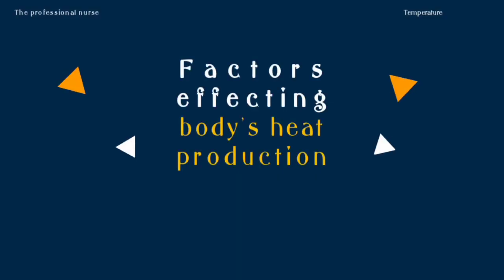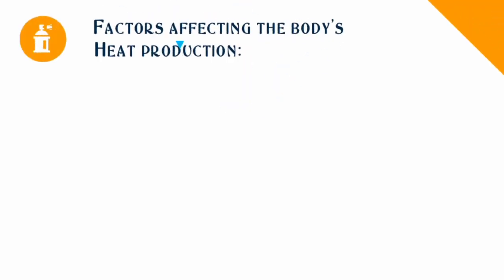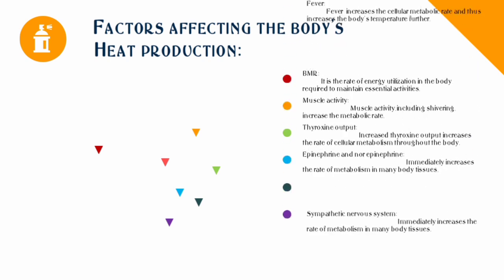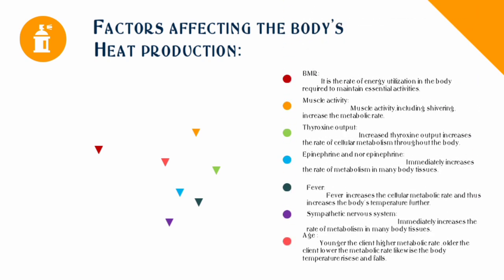There are many factors that affect the body's heat production. These factors are directly proportional to the body's heat production. As the rate of these factors increases, the body's heat production also increases. The most important of those factors are as follows. First of all, BMR, which is also known as basal metabolic rate, muscle activity, thyroxine output, epinephrine and norepinephrine, sympathetic nervous system, fever, and age.